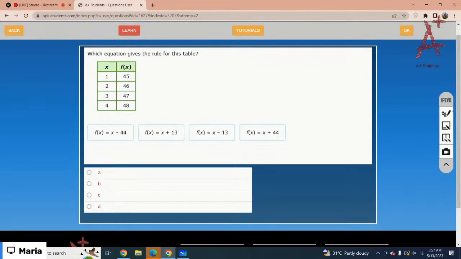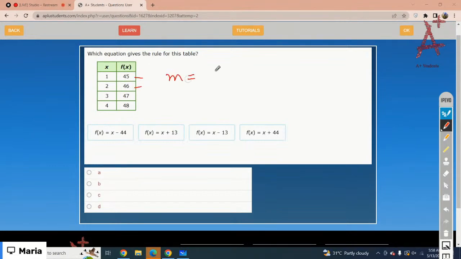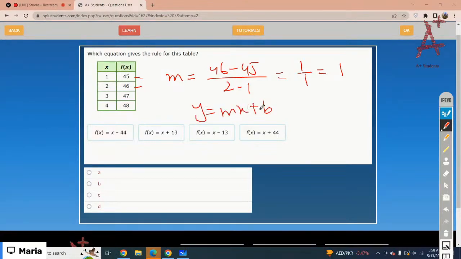So I'm using the first and second point. It would be 46 minus 45 divided by 2 minus 1. So 46 minus 45 is 1 over 1. That means the slope of the graph is 1. Now you can use the slope and any point from the table and calculate the value of b. It would be y equals mx plus b.